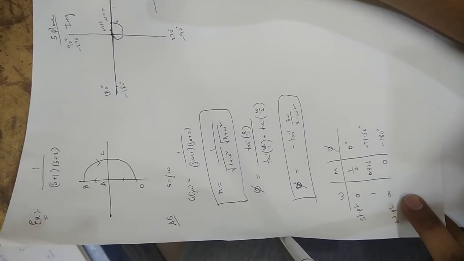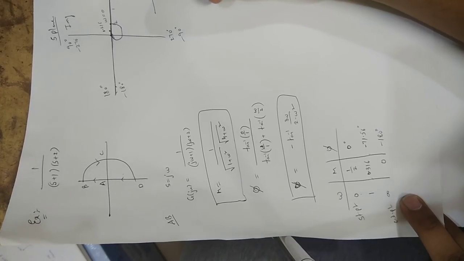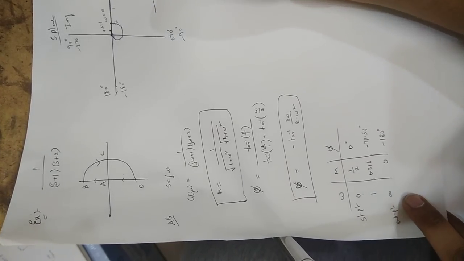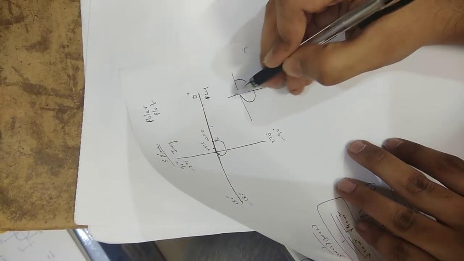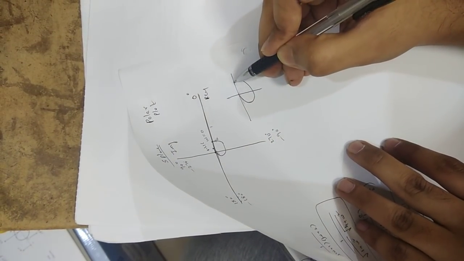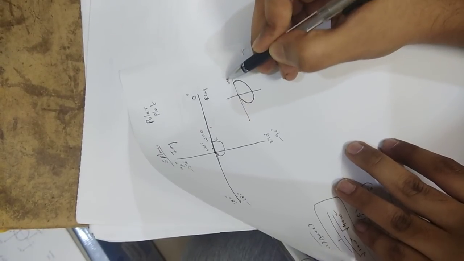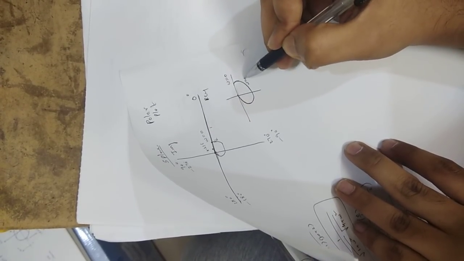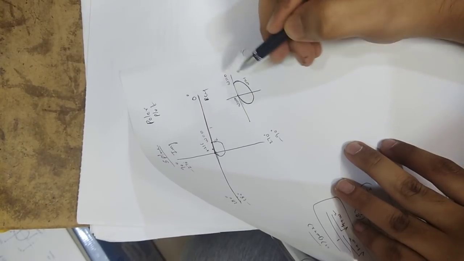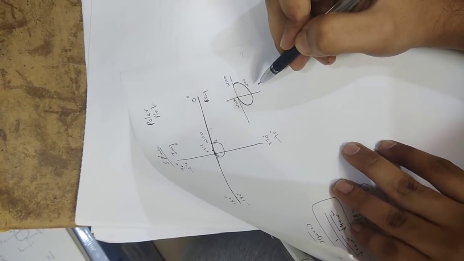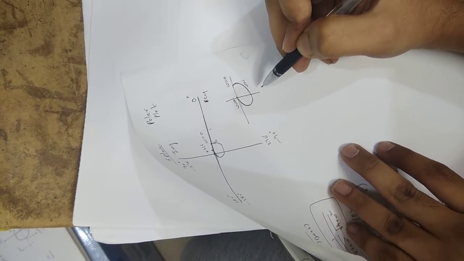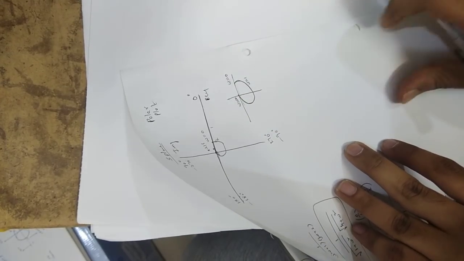That is nothing but you are drawing something like this, and now you are drawing something like this. Starting from here, omega value is varying from 0 to infinity. Here omega 0, here somewhere omega value 1, here omega value infinity. And now the most important point is what should be the direction, whether clockwise or anti-clockwise.